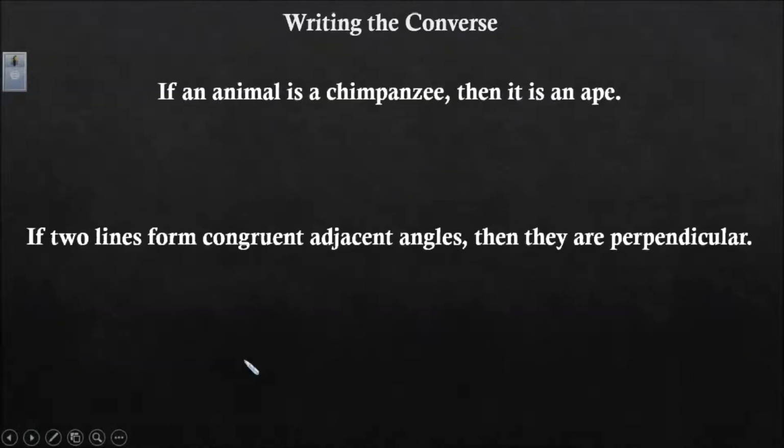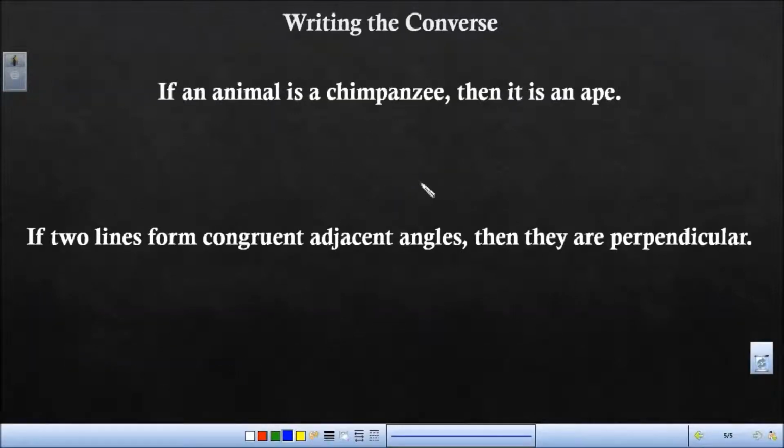Alright, so let's write some converses. Up here it says, if an animal is a chimpanzee, then it is an ape. To do a converse, we have to identify the hypothesis and the conclusion. So this is the hypothesis, this is the conclusion. We're switching it around now: it is an ape becomes the hypothesis, and an animal is a chimpanzee becomes the conclusion.